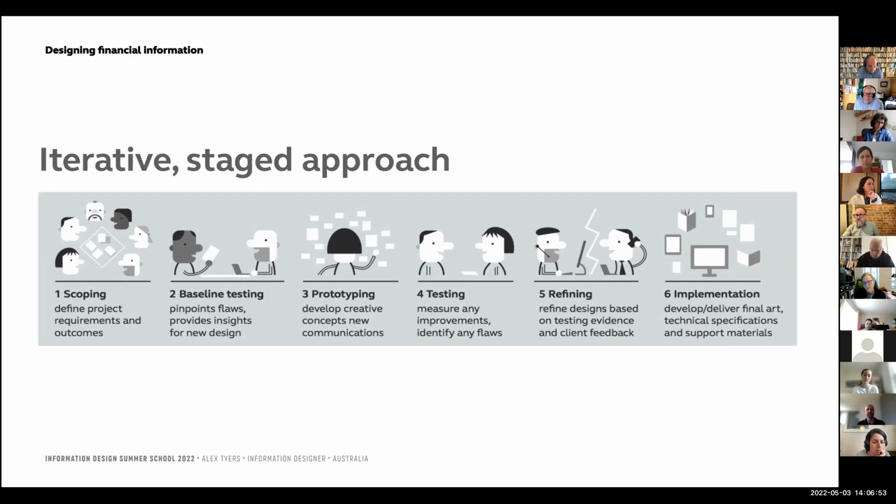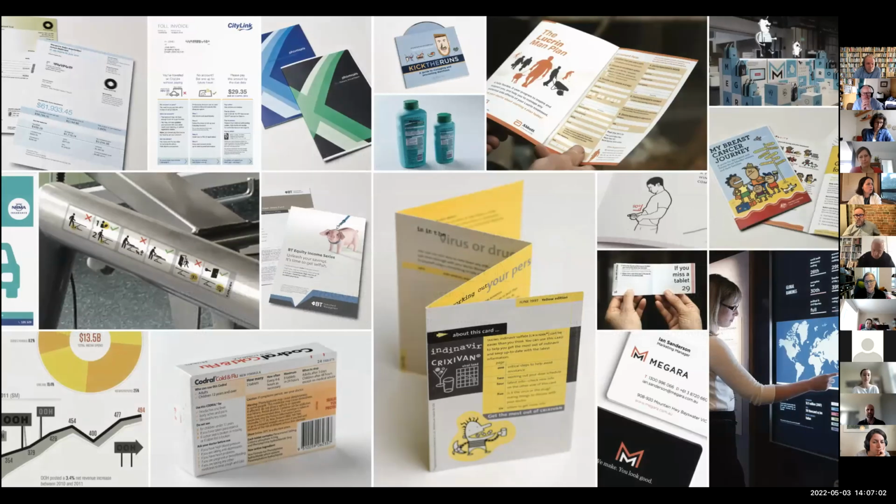Then there's an iterative process of prototyping, testing, and refining, and then the implementation stage. So I won't talk too much about that. It's pretty straightforward. Here's a range of different things that I do. A lot of the work that I do for the finance sector is informed by the work that I've done in other areas. So talking about medicine instructions and information, forms design, diagram design, symbols, safety symbols, and there's bills and forms. We also do branding, illustration, and data visualizations. There's a range of different things that we do.